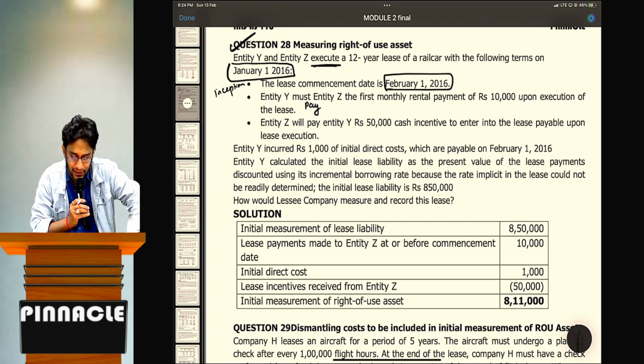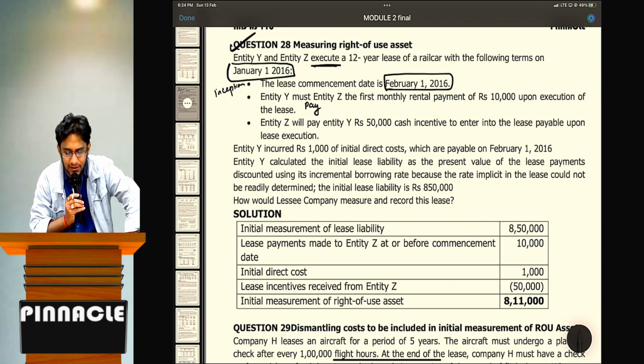Entity Y calculated the initial lease liability at the PV of lease payments discounted using its incremental borrowing rate because the interest rate implicit in the lease could not be readily determined. That's okay. And the initial lease liability is 8,50,000. Question: how should the lessee company measure and record this lease?